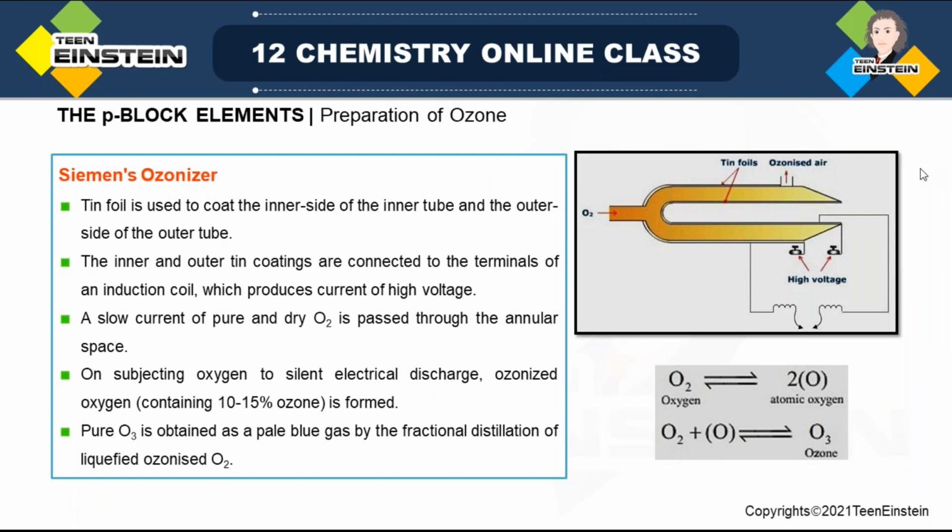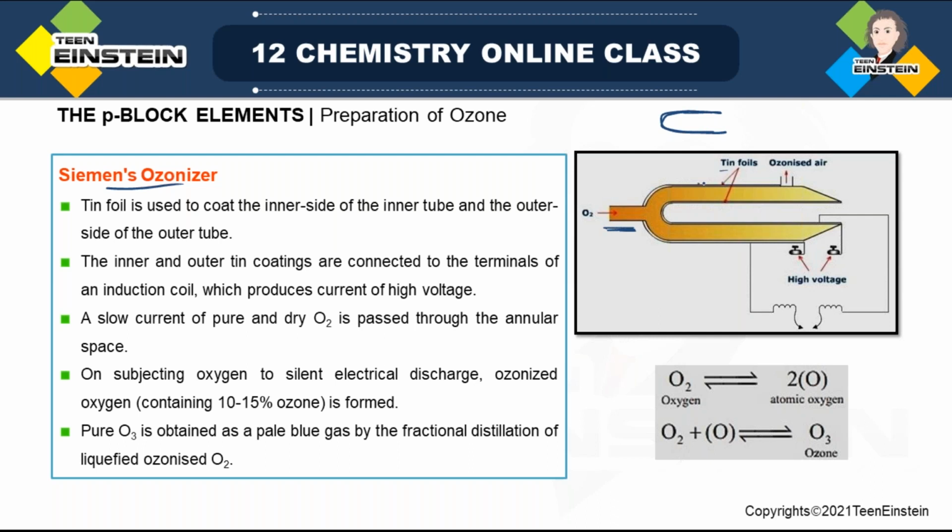Preparation of this gas. Now its preparation is completely different. See, we are using some electrical energy to make this compound. Okay, and there is a specific instrument we are using which is known as the Siemens ozonizer. In this instrument, you can see here a horizontal U-tube type of shape, a U-shaped tube. Now we are passing oxygen here.